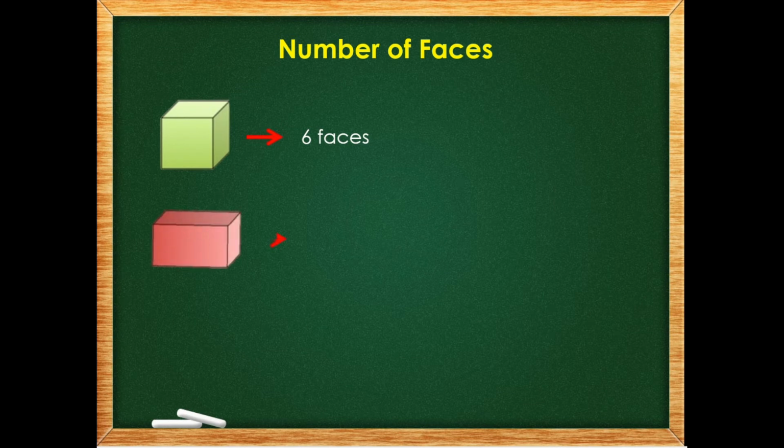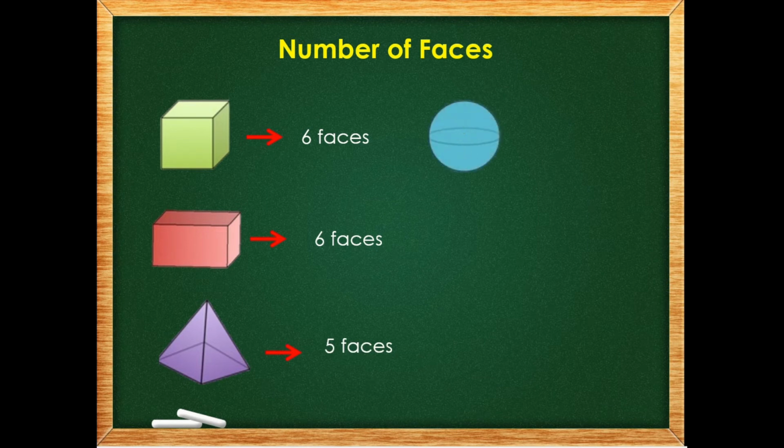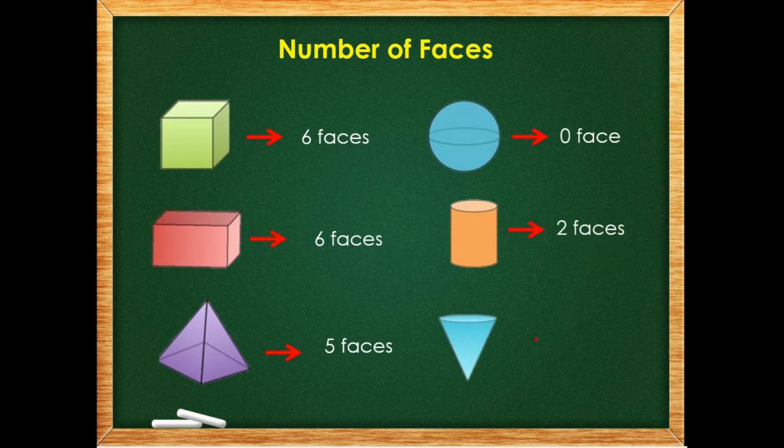A rectangular prism has 6 faces. A pyramid has 5 faces. A sphere has 0 face, a cylinder has 2 faces, and a cone has only 1 face.